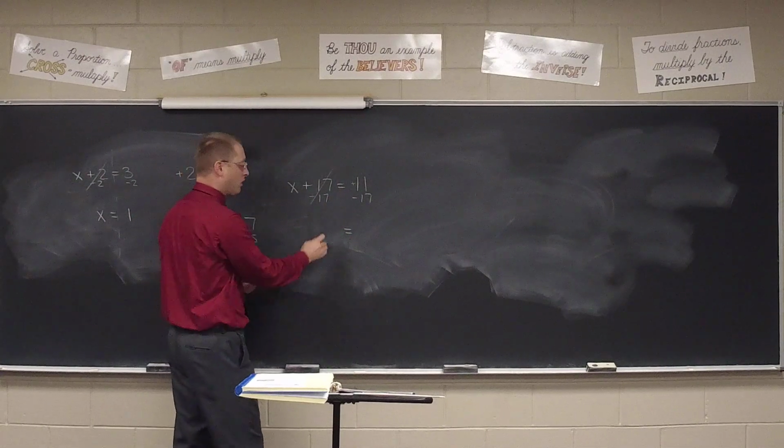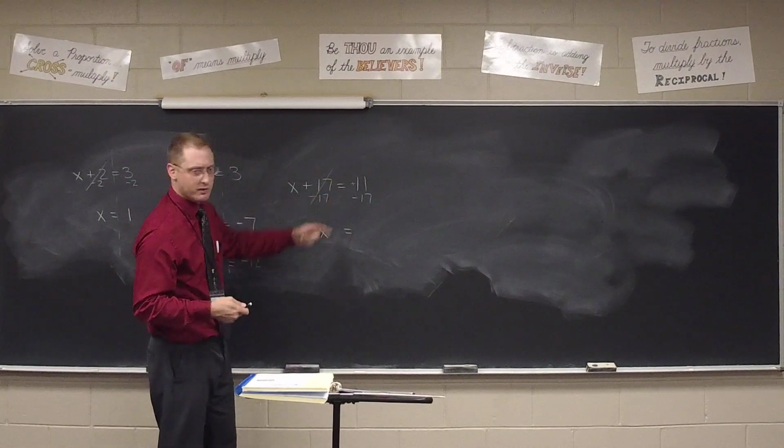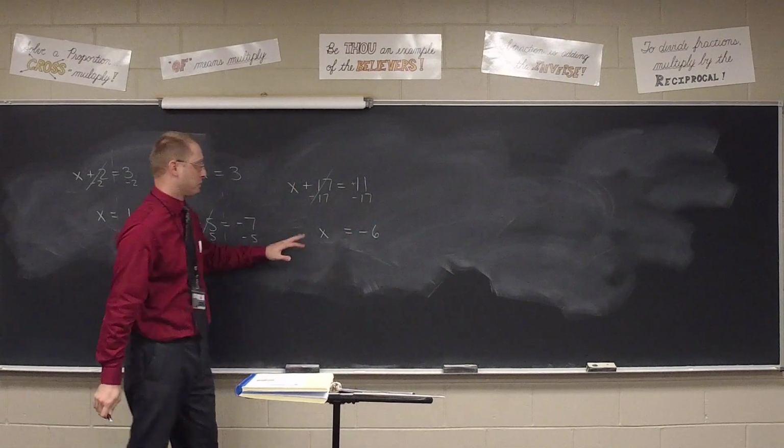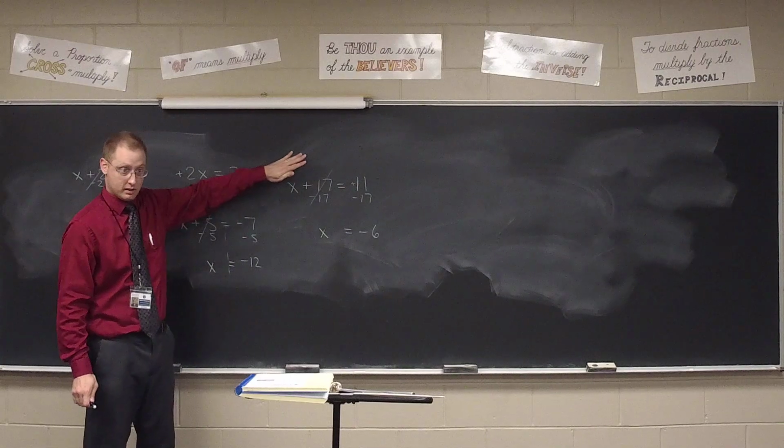The x is all by itself. It is isolated. What is positive 11, negative 17 going to give us? Negative 6. Negative 6, because we subtract, keep the sign of the greater absolute value. Do we see what to do when we see a plus or positive number with the x, class?